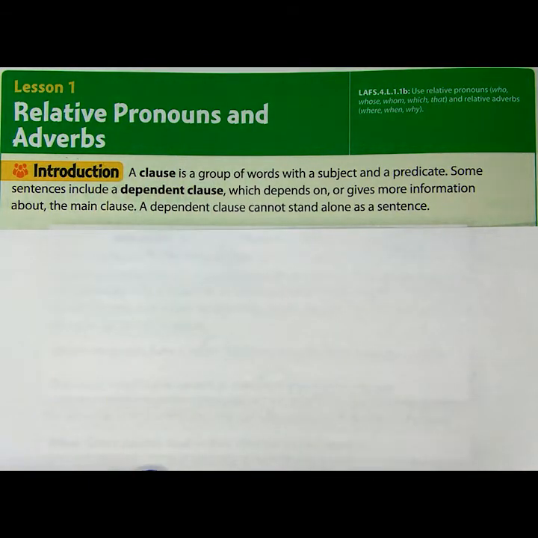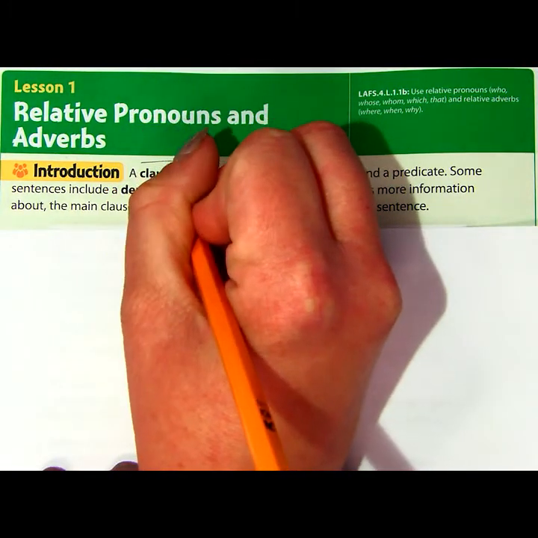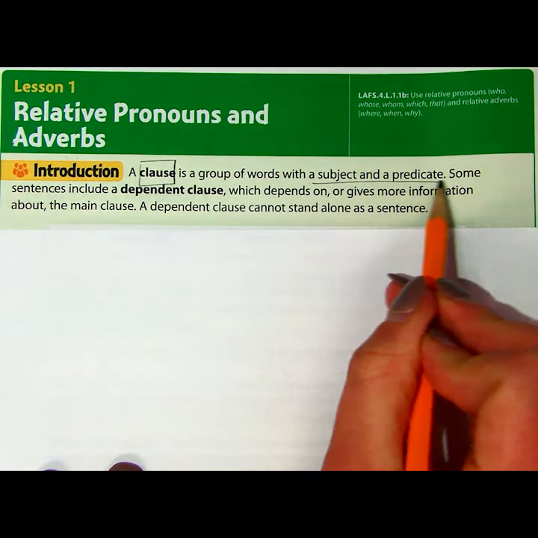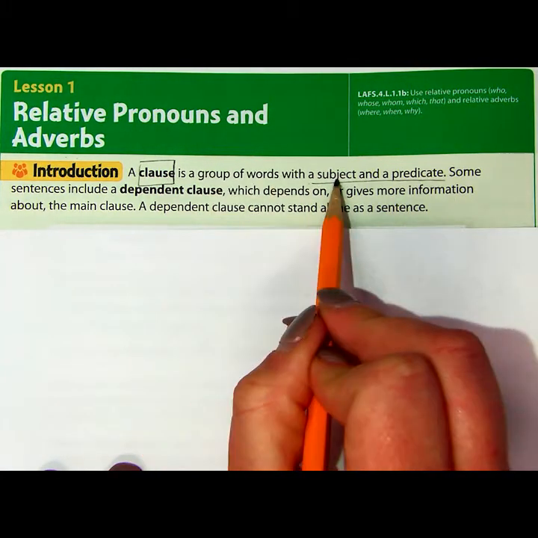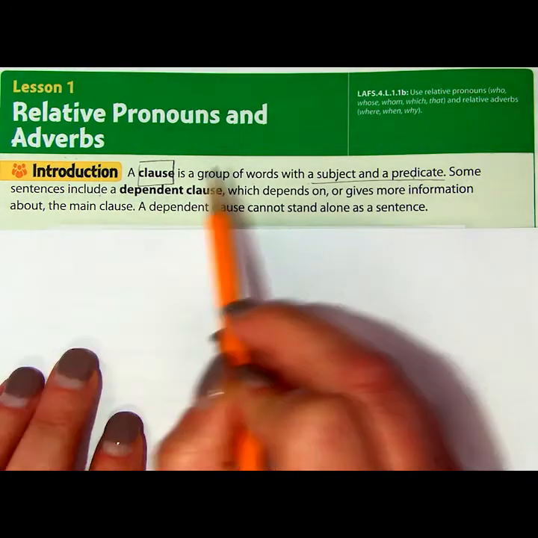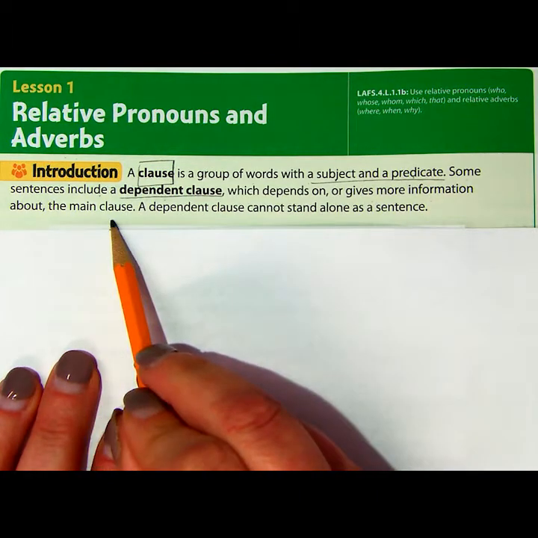Well, there's a few more fancy words I'm going to mention in this video, but just try to focus and follow along, because when we get to the examples, I know that this will make a lot more sense. So let's look right here. It says that a clause, so I'm going to put a box around this word, a clause is a group of words with a subject and a predicate. Okay. So a group of words with a subject, who or what the sentence is about, and the predicate, what they're doing. Some sentences include a dependent clause, which depends on or gives more information about the main clause.